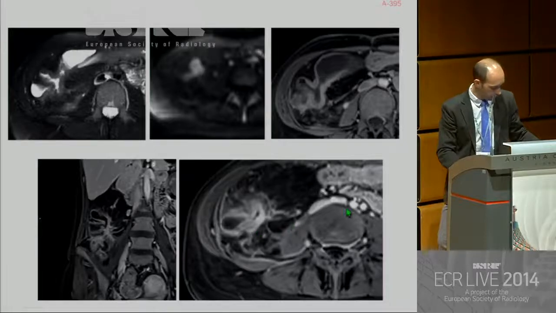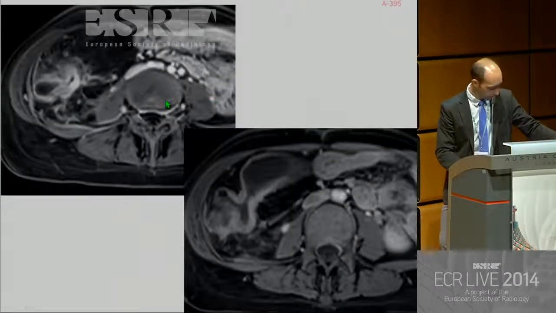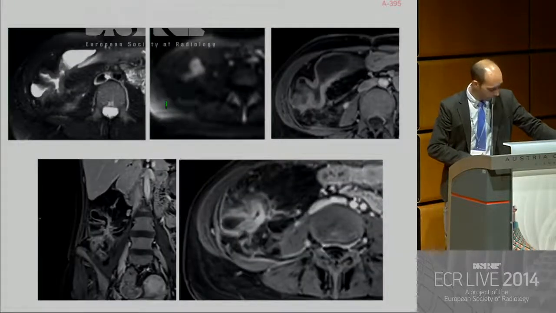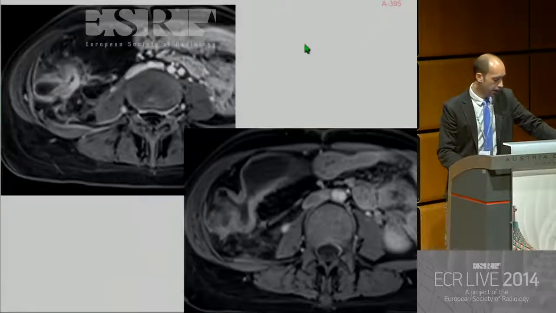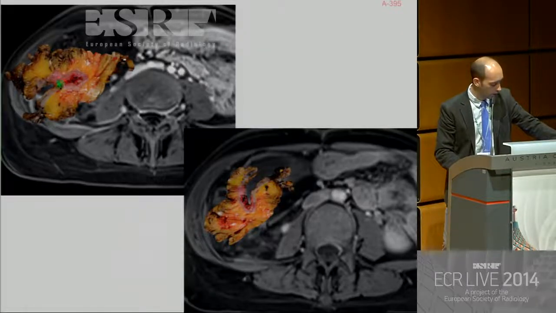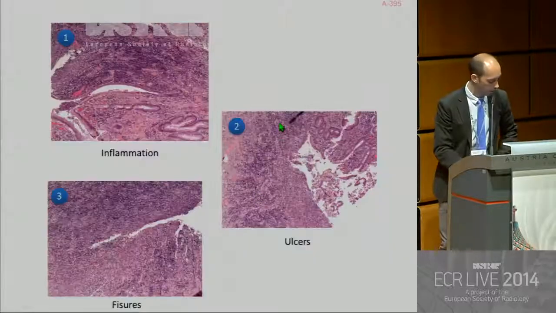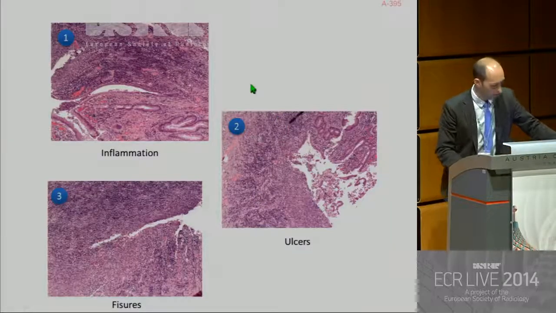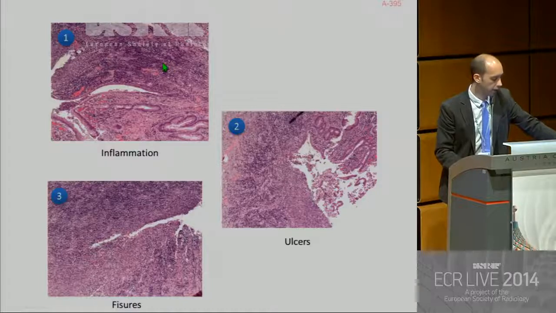Here you can see the fistulas. It's not well depicted in that image. And given the poor clinical improvement, the patient underwent surgery, and this is some radiological pathological correlation. This is the most stenotic point with some irregularities, retraction of the mesenteric border, very typical of Crohn's. And finally, the histological findings were very representative of Crohn's.